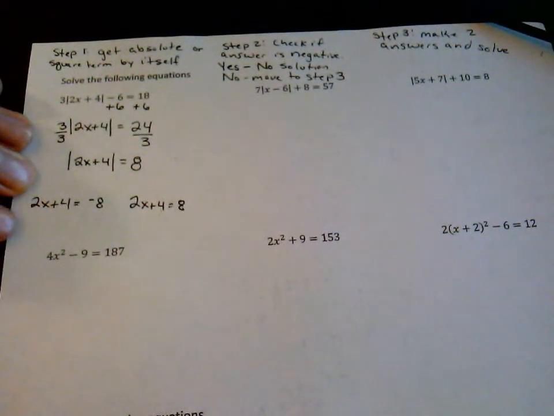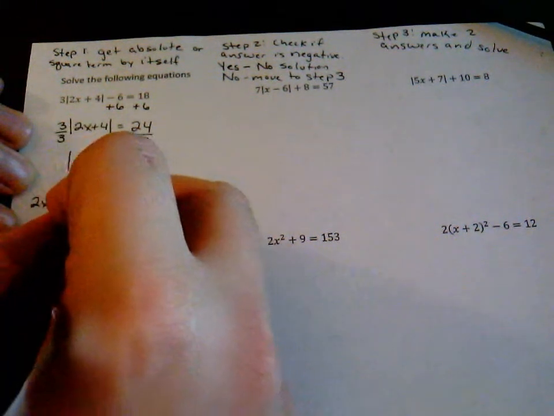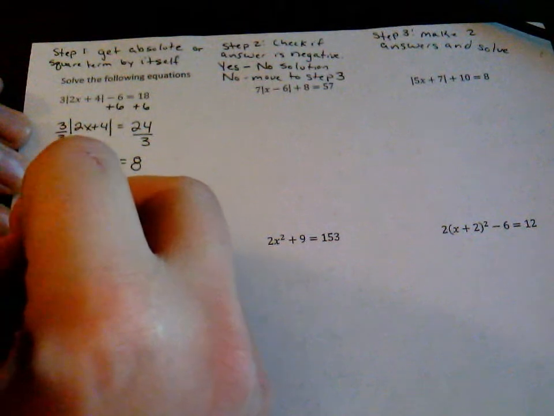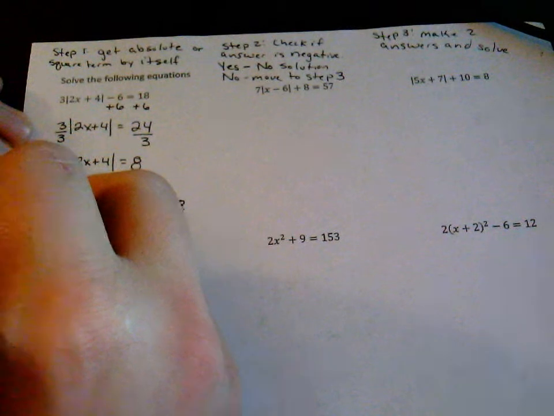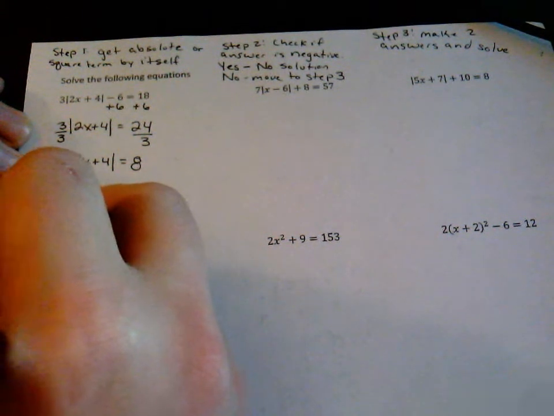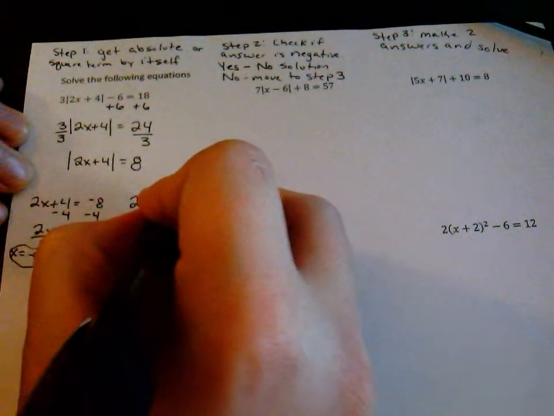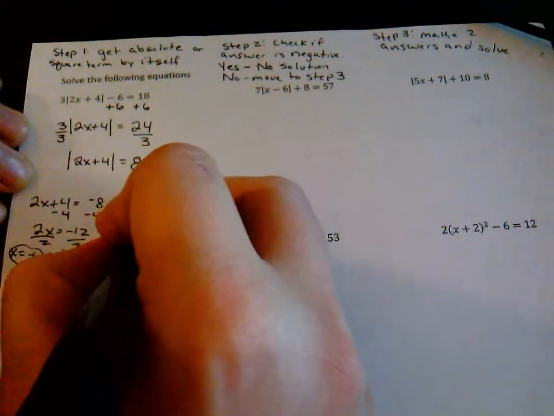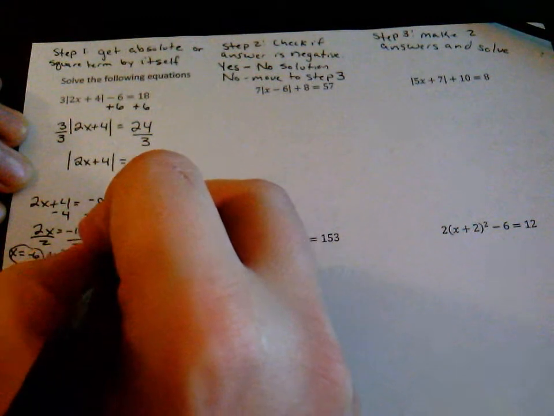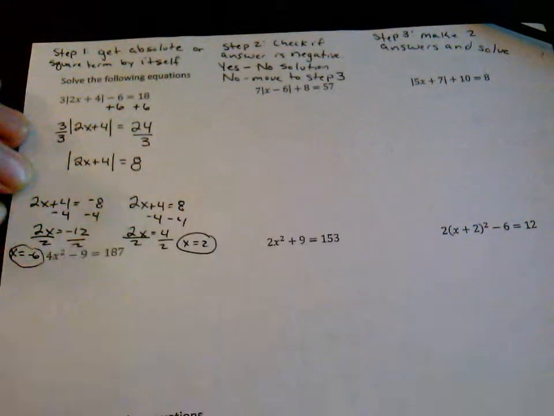So what we're going to do is you're going to solve both of these equations. So you get 2x equals negative 12, divided by 2. X equals negative 6 is one of your answers. For the second answer, we're going to do the same thing. We're going to subtract 4. You're going to get 2x equals 4. You're going to divide by 2. You get x equals 2 as your second answer.